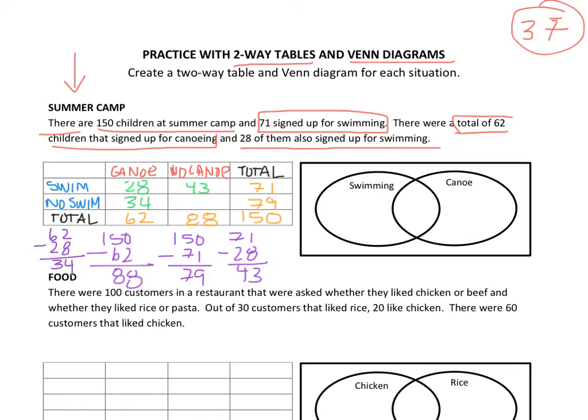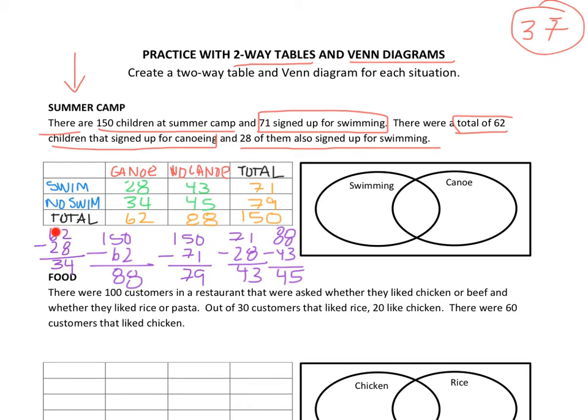And what about those sour kids at the summer camp? They don't want to canoe, and they don't want to swim. Honestly, this is me. How many kids is that? There are 88 kids who don't want to canoe total. How many of those kids also don't want to swim? I'll just subtract from here. If I take 88 and subtract 43, I get 45. 45 kids do not want to swim or canoe.